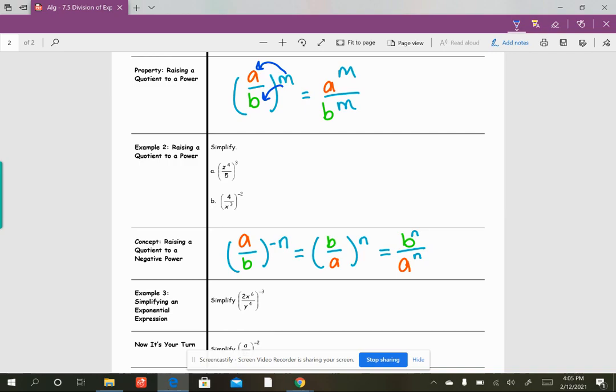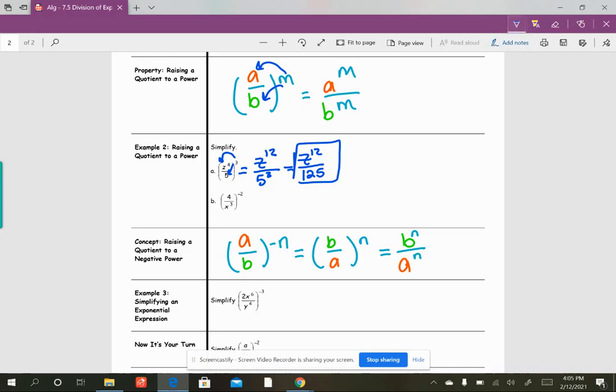Okay, so if we look at a couple examples down here, we are going to distribute this 3 onto the z to the 4th, and we're also going to distribute it onto the 5. So this becomes z to the 4 times the 3. Remember, when we take a power to a power, we multiply. So 4 times 3 becomes 12. And then now we have 5 to the 3rd power. But remember, we don't leave that as 5 to the 3rd power. We need to simplify that out, so it becomes z to the 12th power over 125. And that's our answer here.